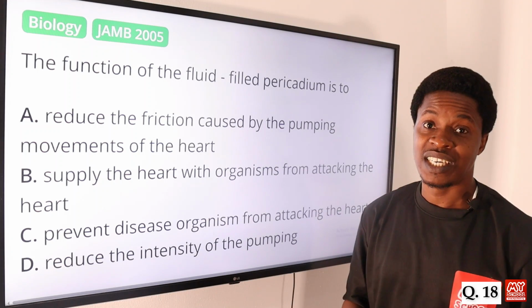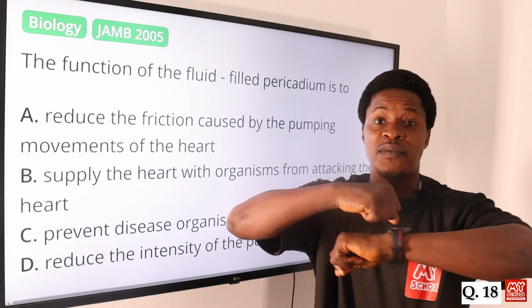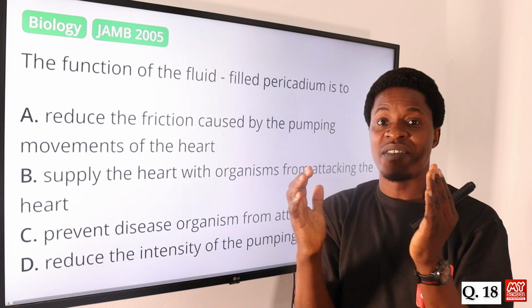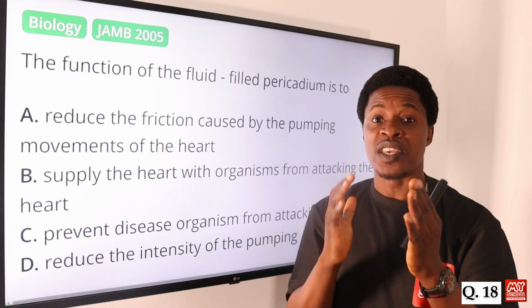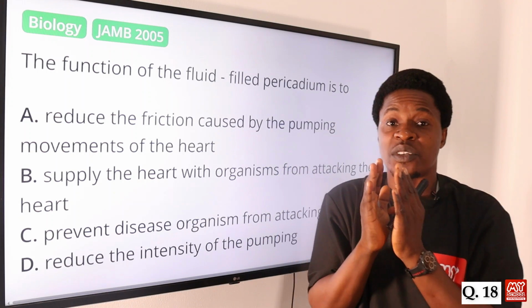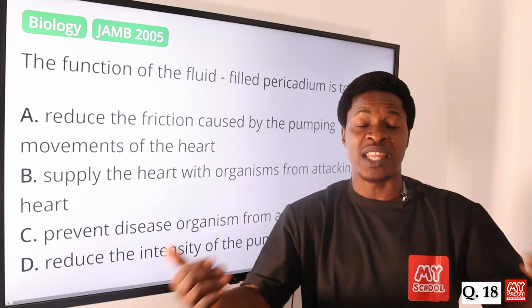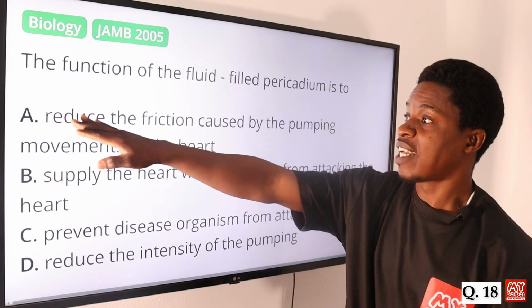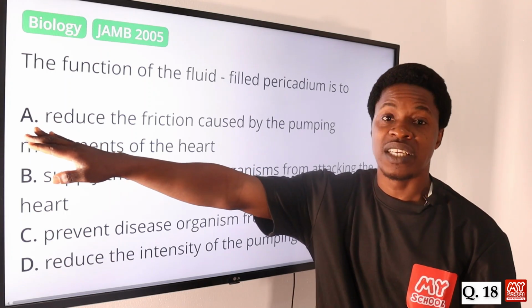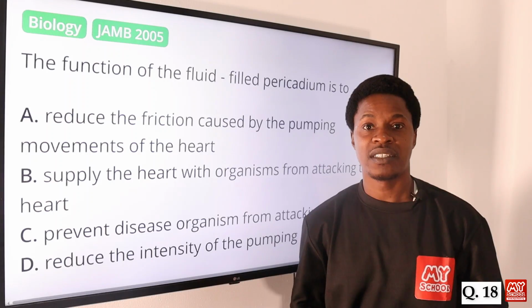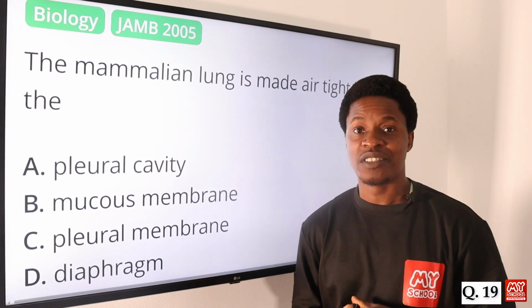No, it doesn't. It is acting like a protective layer, like a shield for the heart, so that whenever there is the friction of the heartbeat, the pumping of blood, it tries to reduce the friction and also to protect the heart from forces outside of the heart. So the correct answer here is option A, reduce the friction caused by the pumping movements of the heart. Let's move on to question number 19.